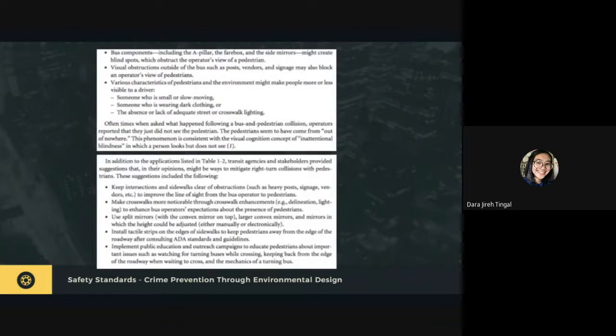This includes keeping the intersection and sidewalks clear of obstructions to improve the line of sight of the bus operators, then making crosswalks more noticeable through crosswalk enhancements. Use split mirrors, large convex mirrors, and mirrors in which the height could be adjusted. Install tactile strips, and then implement public education and outreach campaigns to educate pedestrians about important issues. Next slide, please.